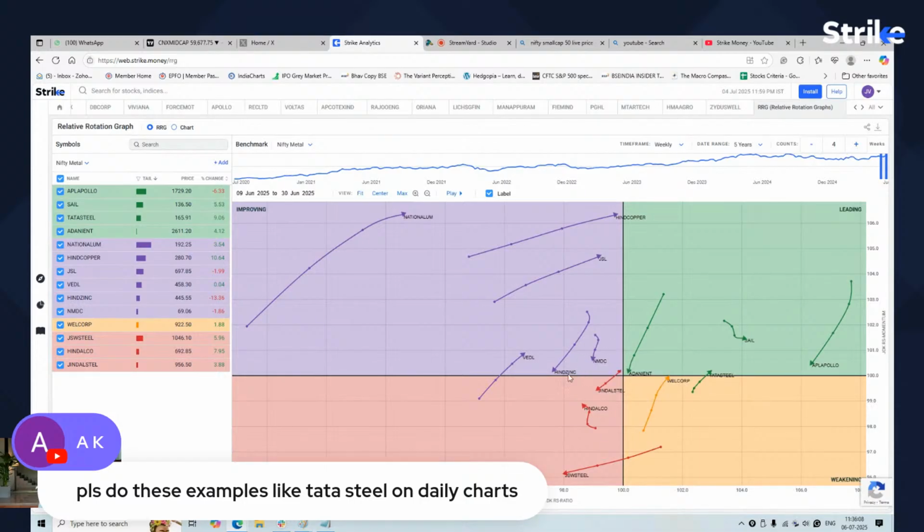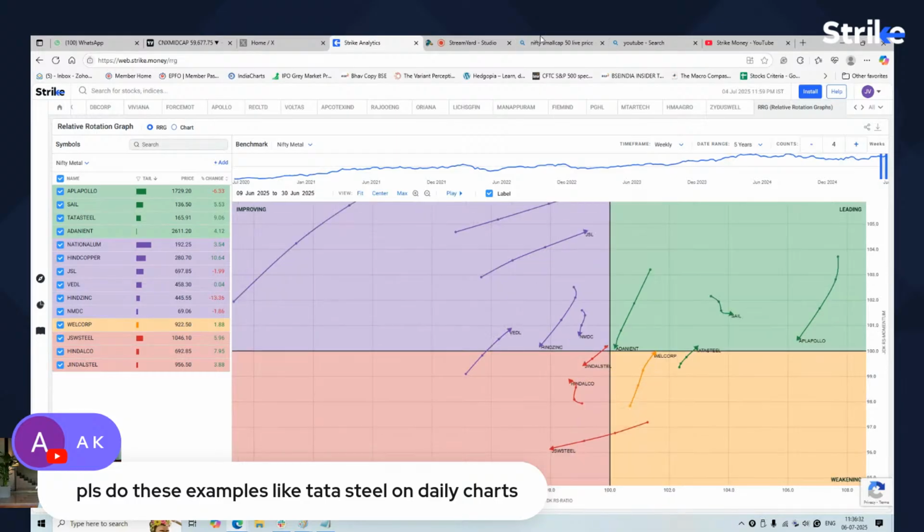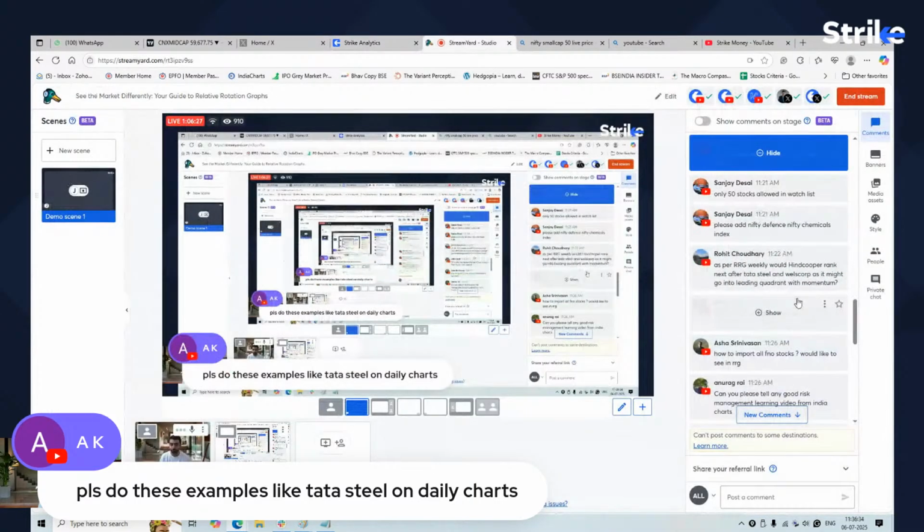The ones which I would tend to avoid would be Hind Zinc, NMDC, Jindal Steel, JSW Steel, because there are no signs of turnaround at all. That's why I might want to avoid those. But JSL, Hind Copper, Vedanta, National Aluminium, those could be some interesting ones that one may want to look at.